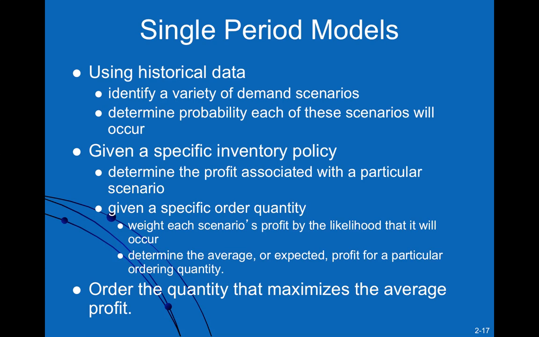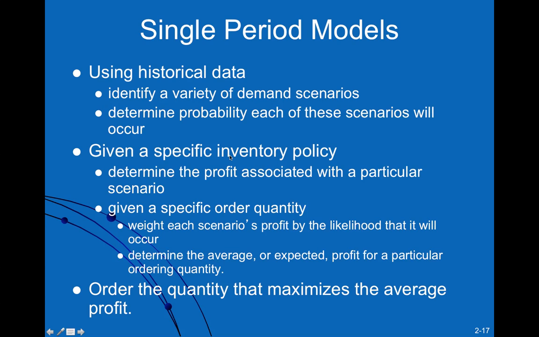So what are some of the things that we need to consider in terms of our single period models? Well, we need to know something about the demand pattern. Is there a probability distribution associated with the demand pattern? And if you could identify that, that's usually a good starting point. So identify a variety of demand scenarios, and determine the probability of each of the scenarios.